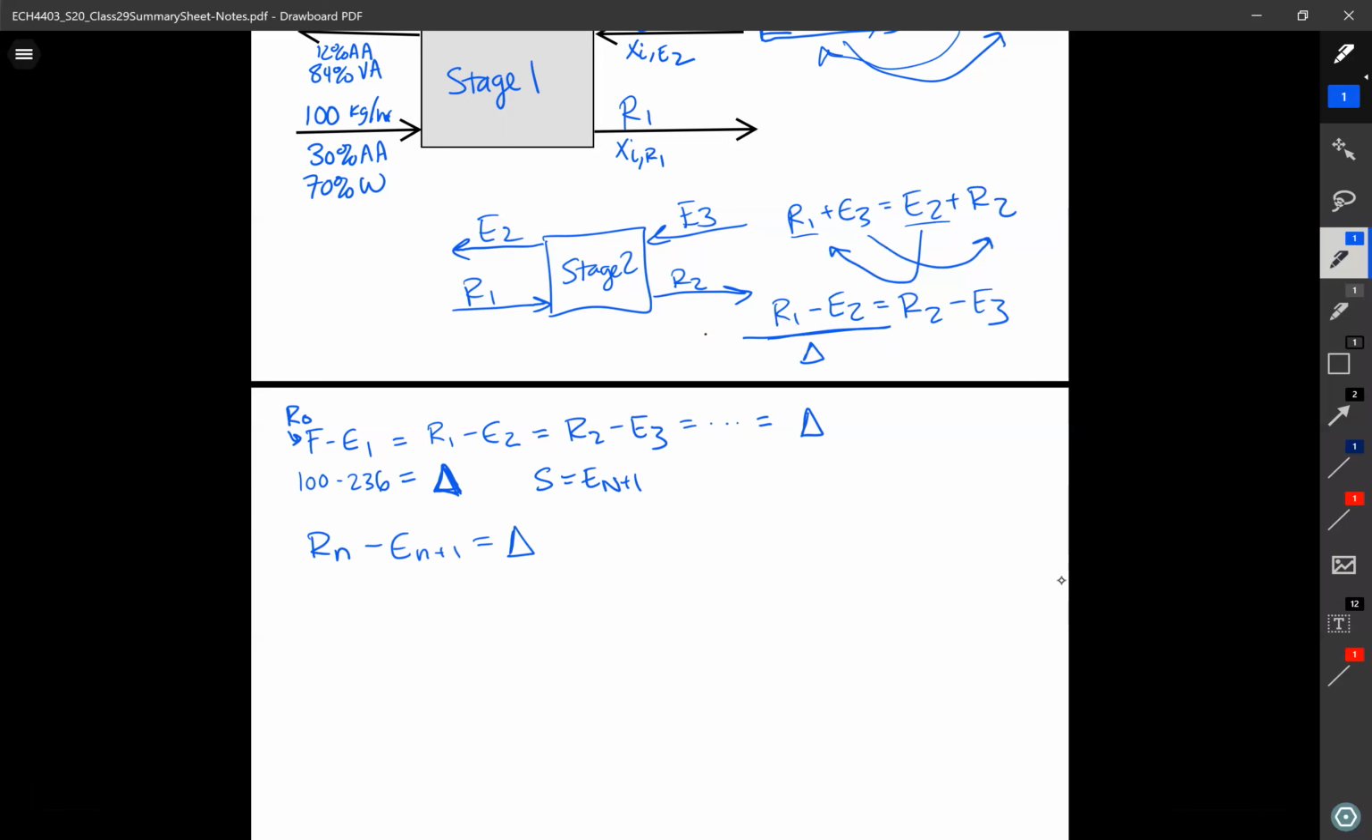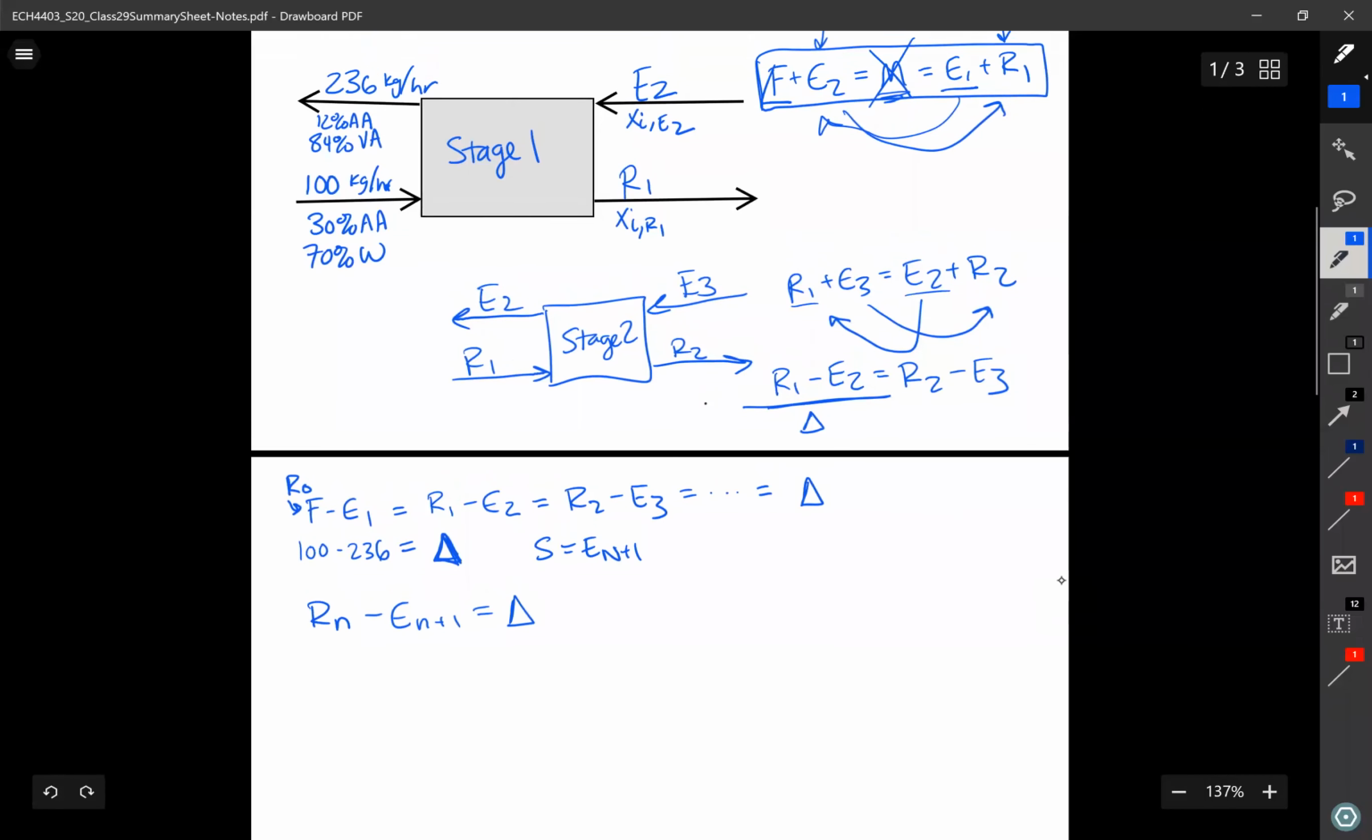So what is this delta? It's conceptually, I think, difficult to understand, but I'm going to try and make an analogy that it's similar to the mixing point. However, it's not really the mixing point. So the mixing point, when I had cross current, related the incoming stream. So it related what comes in to what goes out.